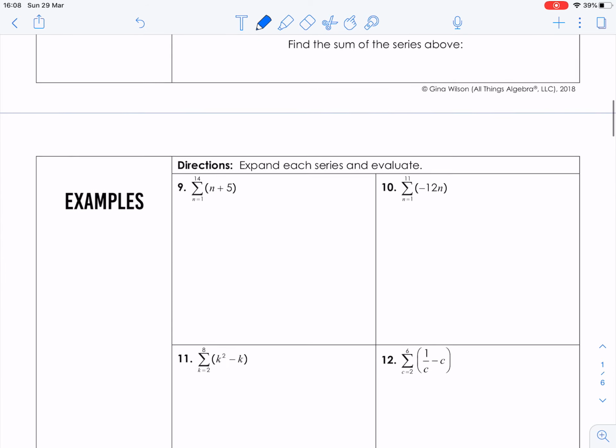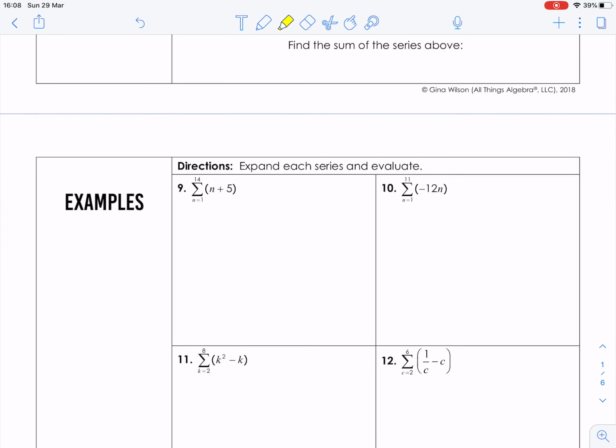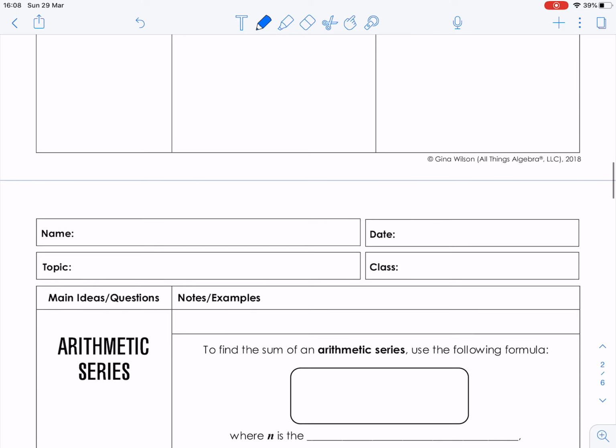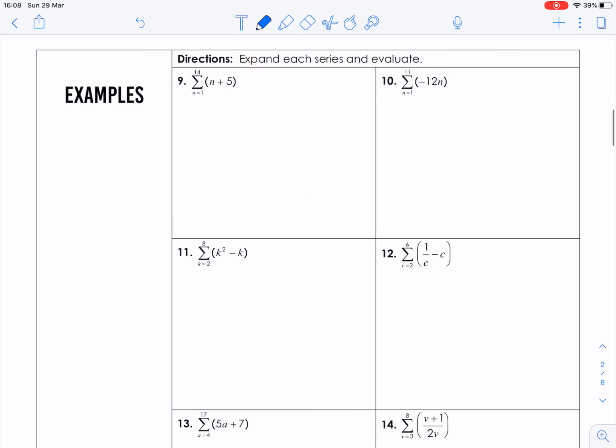So we are going to expand this series and evaluate. Let's do the even one here. We need to get each term, so when n equals 1, we're going all the way to 11. So we're going from A1, A2, A3, A4, 5, 6, 7, 8, 9, 10, 11.